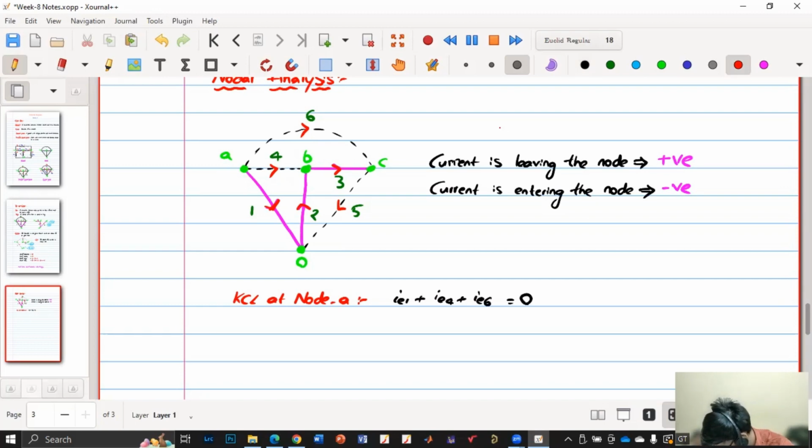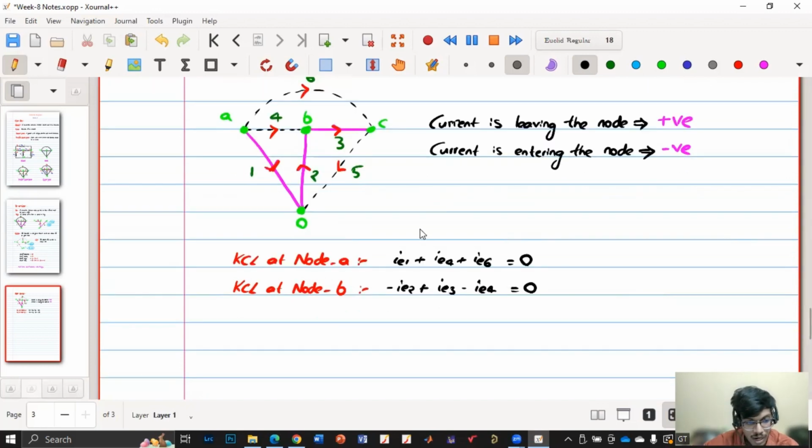Similarly, at KCL at node B, what will be the equation? Anyone? Sir, I3 is equal to I2 plus I4. Yes. If we want to write a 0 on the right hand side, then it will be minus IE2 plus IE3 minus IE4. So minus IE2 plus IE3 minus IE4 is equals to 0. Now we'll write KCL at node C.